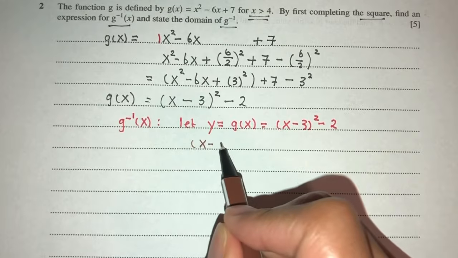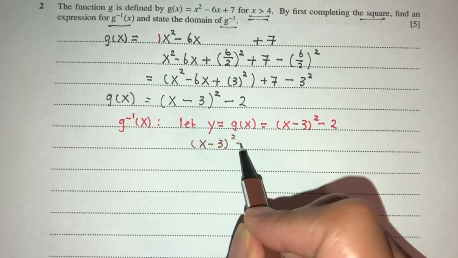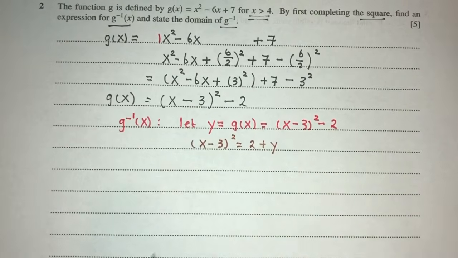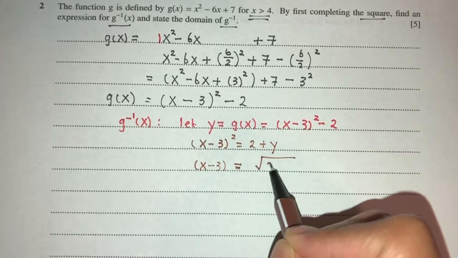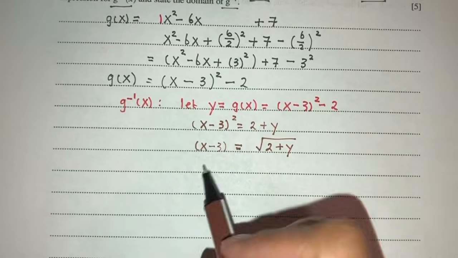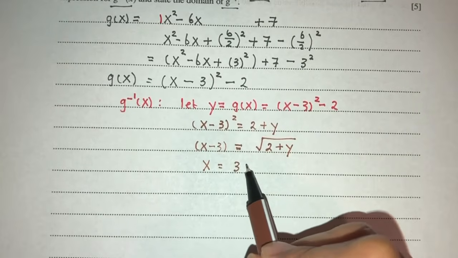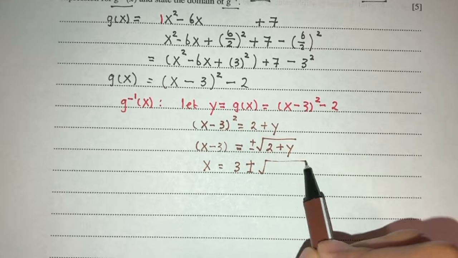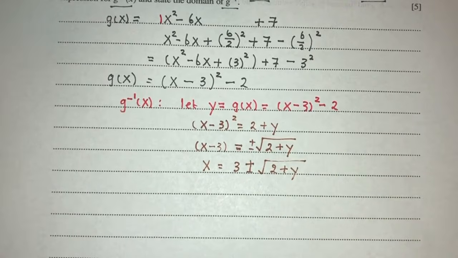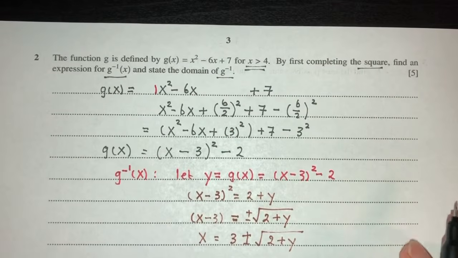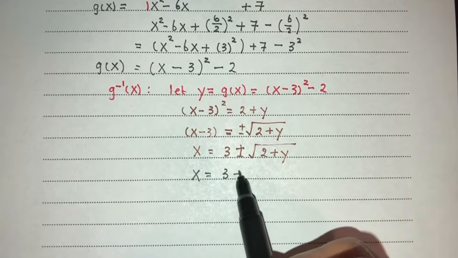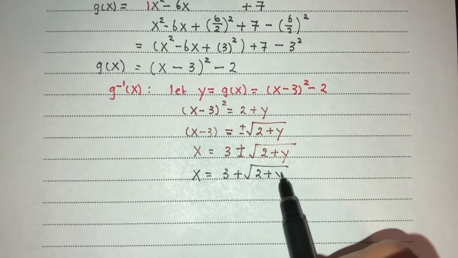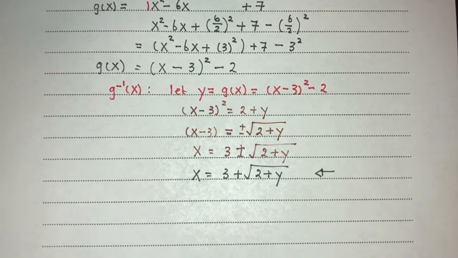So (x minus 3) squared is 2 plus y. Now x minus 3 will be the square root of 2 plus y. Now x has to be 3 plus, so here we have plus or minus the square root of 2 plus y. Given, as you can see here, that x has to be more than 4, let's take the positive value of this one. 3 plus root 2 plus y. Okay, that is your g inverse.